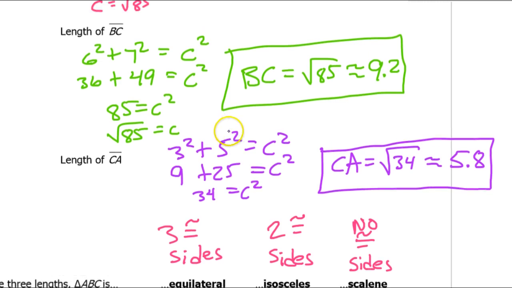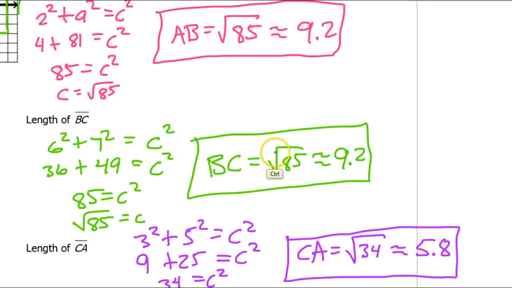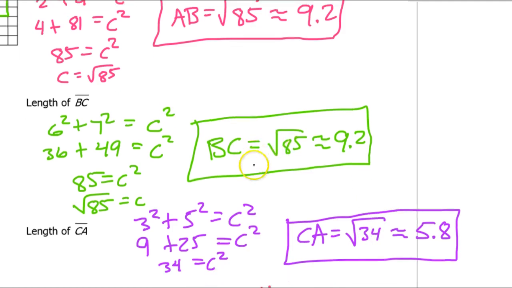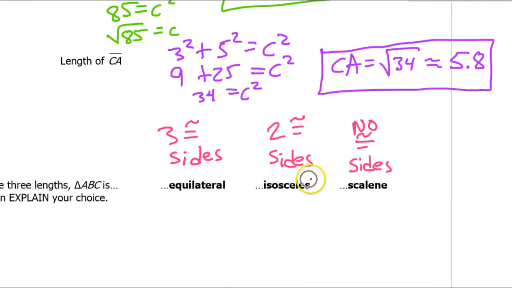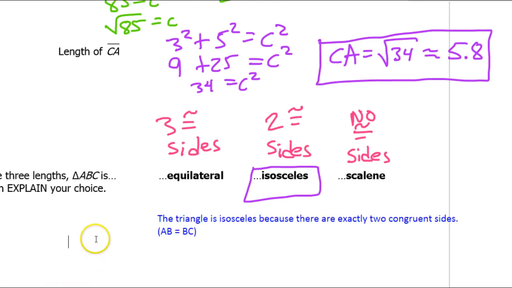Because we have 2 sides that are congruent, but not 3, that means that this is an isosceles triangle. So I'm going to circle isosceles, because we have 2 congruent sides. So there's my explanation: the triangle is isosceles because there are exactly two congruent sides. AB is equal to BC.